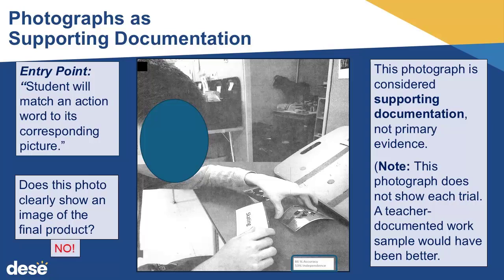So if you want to use a photo, but it's only showing the context, then we're just going to call that supporting documentation. It is not primary evidence. Sometimes supporting documentation is very helpful, helps us understand how things are done, but it isn't going to be considered primary evidence. So no, it does not show final product here.